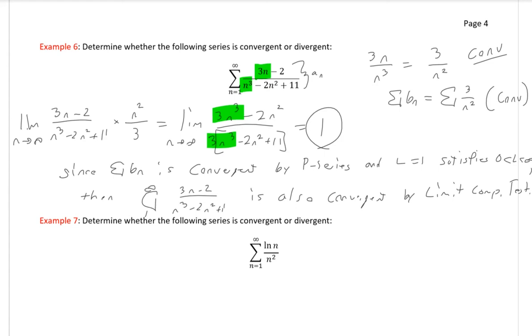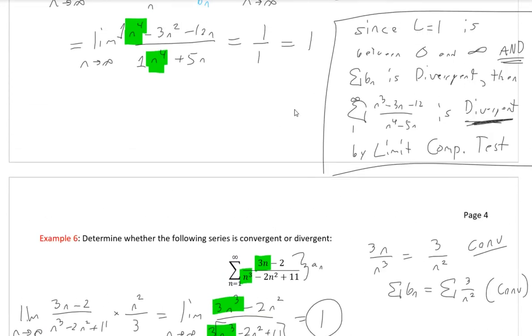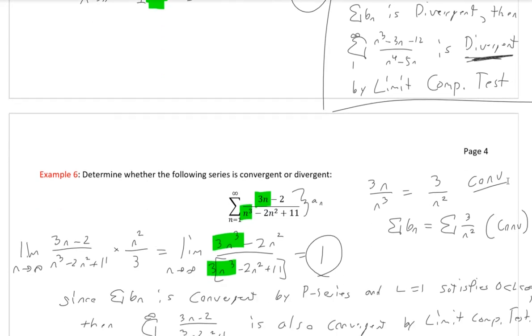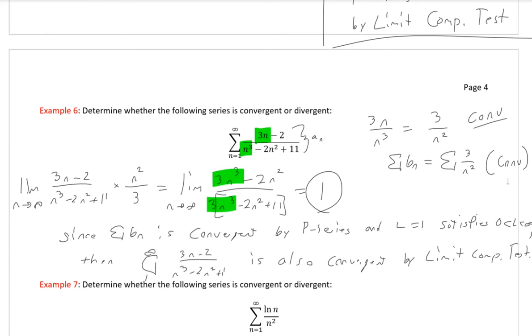Note that we had the same result in this one as we did in the last one. Both of these resulted in limits that evaluated to 1. But the overall result showed that one was divergent, the other one was convergent. The first example, or example 5 we did, showed that it was divergent. This one showed it was convergent. It all depends on what you were comparing to. Last time we were comparing to a divergent series. That's what led to a divergent evaluation. Here we compared to a convergent series, which led to a convergent evaluation.